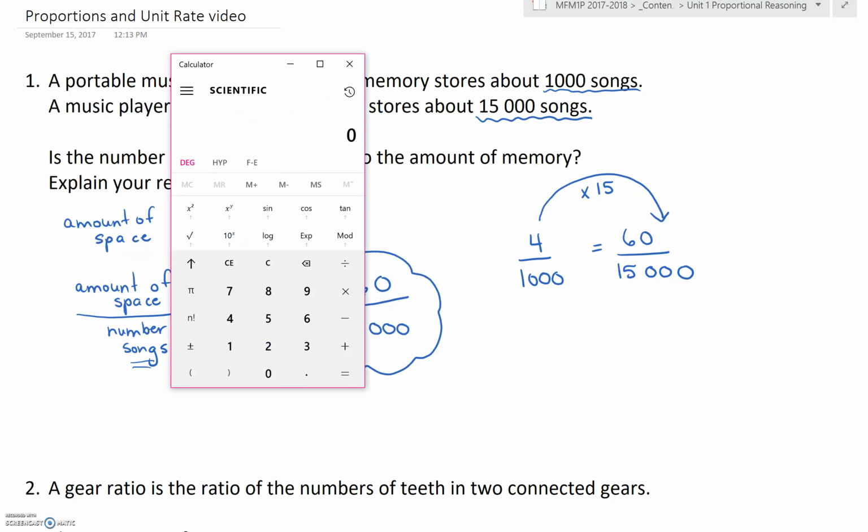And the reason I know that, because that's not an easy multiplication to remember, and if you struggle with multiplications, this could be a problem. So the way that I know this is I took 60 and I actually divided it by 4.